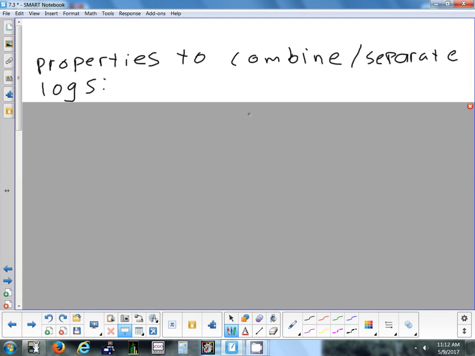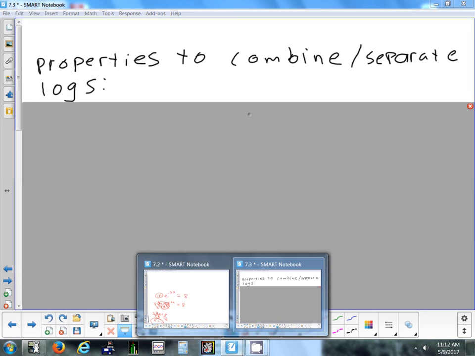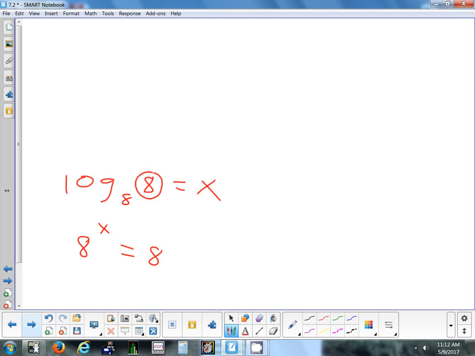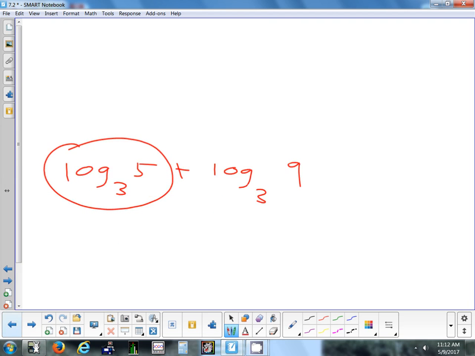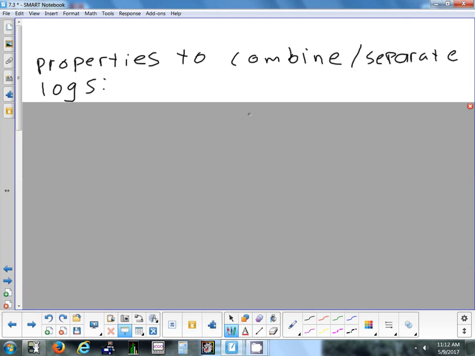Second part, we're going to look at some properties for taking 2 logarithms and combining them together, or you can take what's combined and split it apart. So we're going to look at problems kind of like this. These can be combined. And there's something key here that allows you to combine them. What's happening here that allows you to combine these? Yep, they have the same base. That's the key. They have to have the same base.